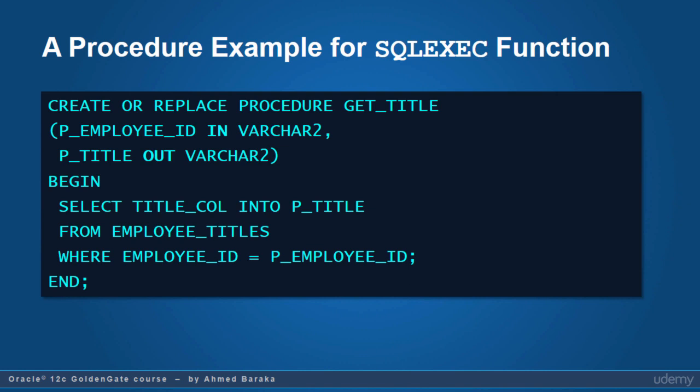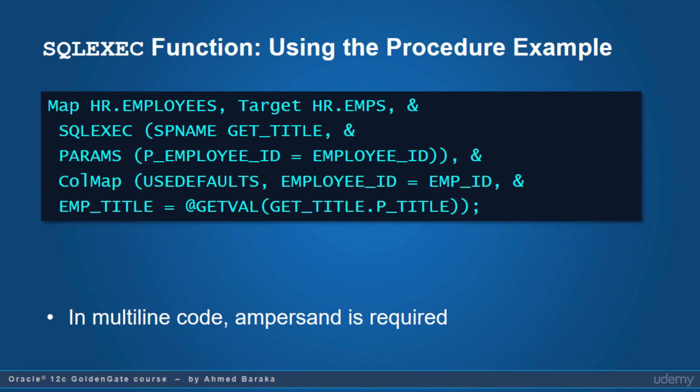You're going to use the procedure in the slide with the SQLExec function. This procedure accepts one input parameter and returns one output parameter. It then obtains the title of the given employee ID and saves it in the output parameter. This example is showing how the getTitle procedure can be called by the SQLExec function. The parameter p_employee_ID is assigned the value of the employee ID column in the hr.employees table. The emp title column is assigned the value returned by the procedure.